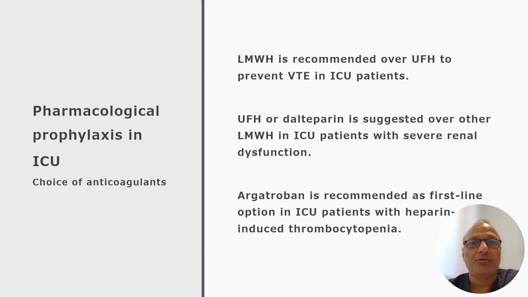With regards to the choice of anticoagulants in different conditions and situations in ICU, guidelines recommend low molecular weight heparin over unfractionated heparin. In patients with severe renal dysfunction, guidelines suggest either unfractionated heparin or dalteparin over other low molecular weight heparin in ICU patients. Argatroban is recommended as a first-line option in ICU patients with heparin-induced thrombocytopenia.